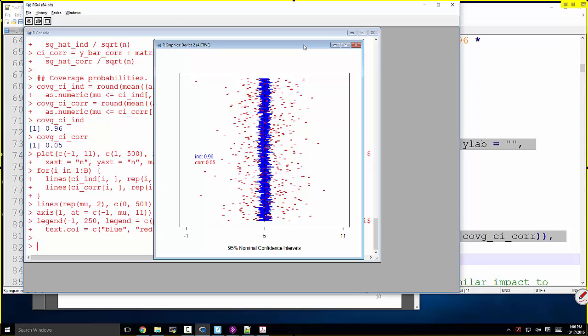And the red ones are what we would have called 95% confidence intervals for mu, but you can see that they tend to be very far away. Their lengths are much smaller than they should be. We are underestimating the variability. And so almost all of them do not contain mu equal 5.